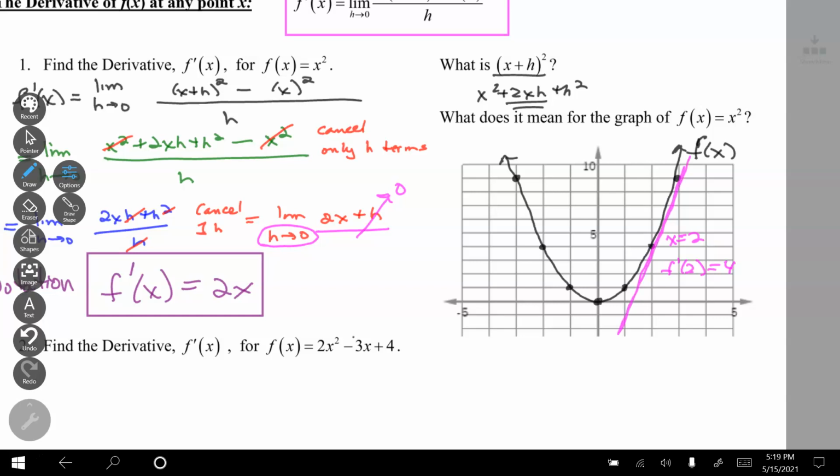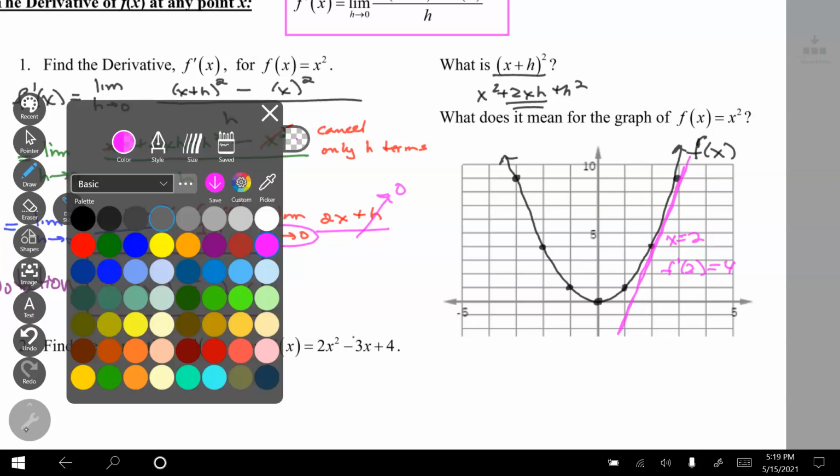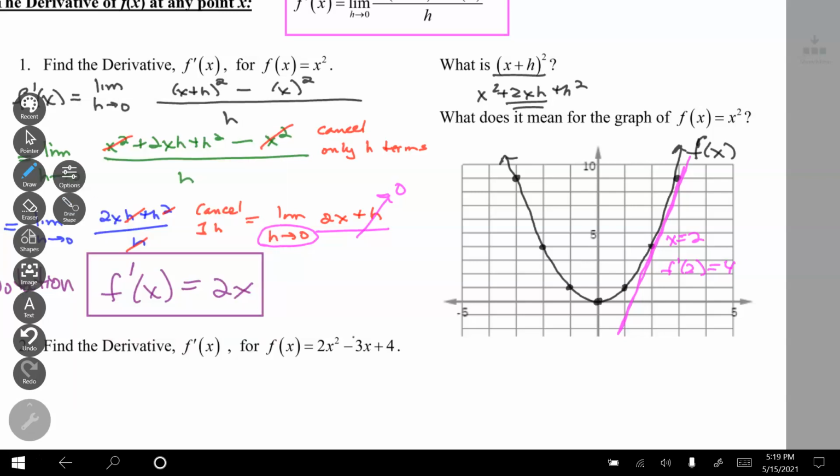That slope is 4. If I went over here and used x equals negative 1, well, f prime of negative 1 will be 2 times negative 1, which is negative 2. That slope, you see right here, this purple line, that slope is negative 2. That's what we're doing. We're figuring out the slope of the curve, and that's what the derivative is. It's the instantaneous slope or rate of change.